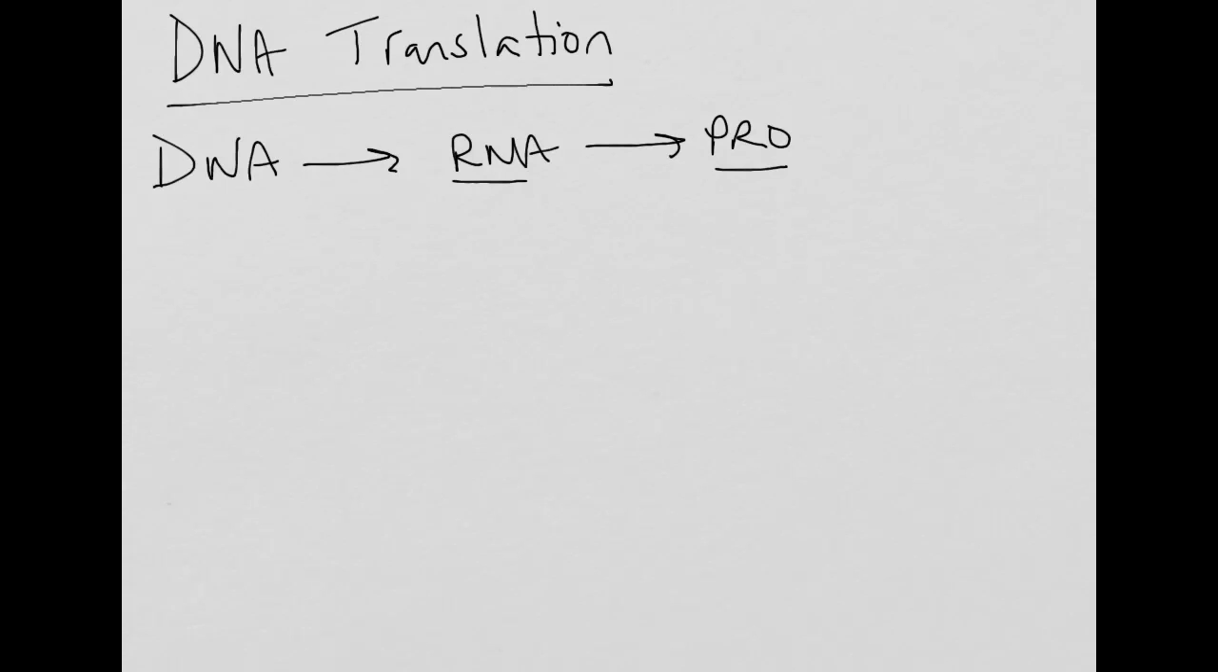We're going to do another video on DNA, and this is DNA translation. In a previous video we did DNA transcription. So DNA translation is when we use RNA like a recipe to make a protein. It's a recipe for a protein. All of this occurs in the cytoplasm.